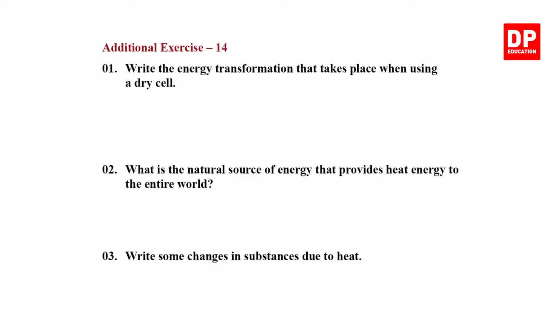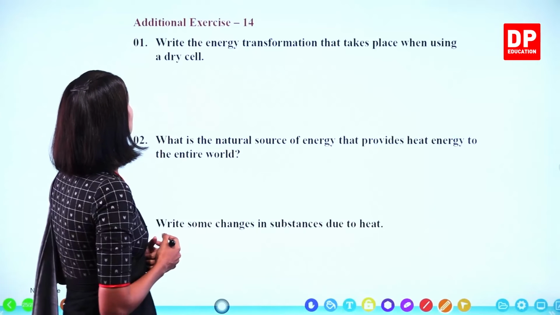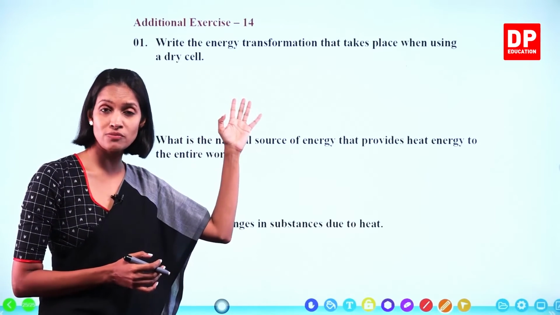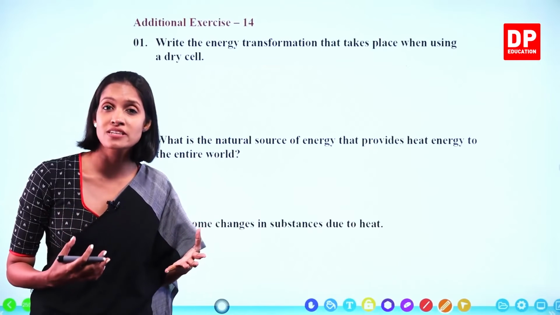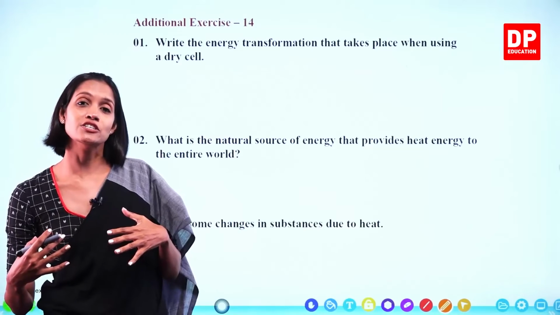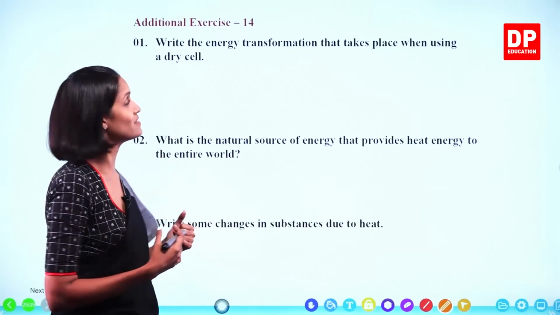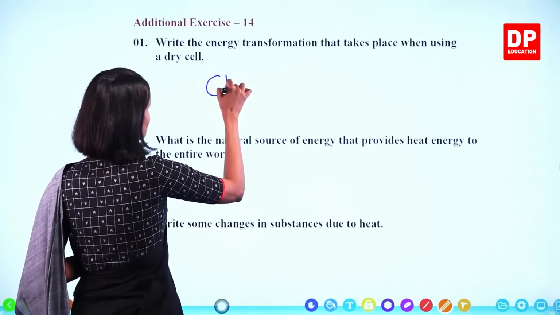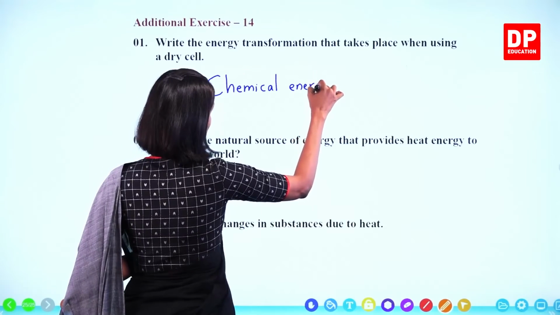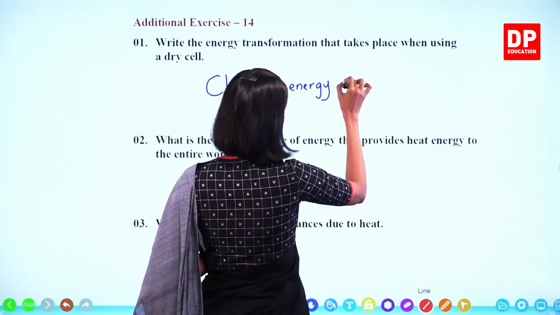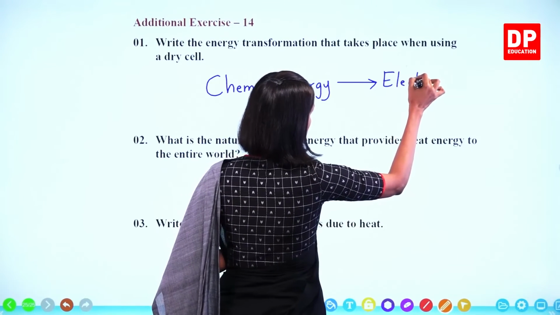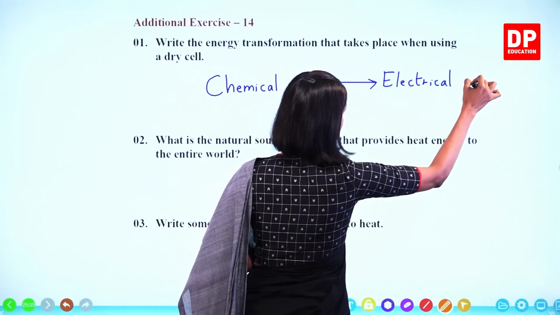Okay. So this is the last exercise of this lesson, right? Write the energy transformation that takes place when using a dry cell. We did it even before. Dry cell contains chemical substances in it. So when you generate electricity using dry cells, chemical energy is converted to electrical energy, right? Let's write chemical energy into electrical energy.